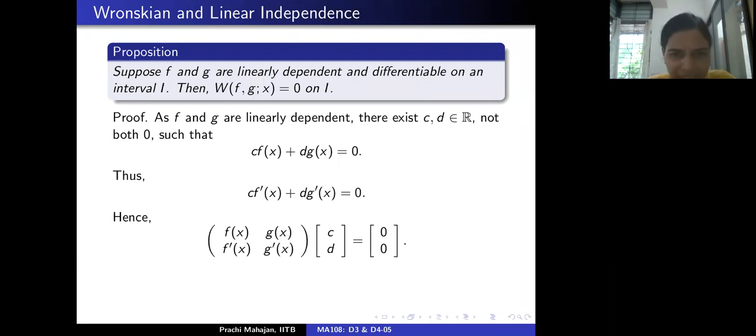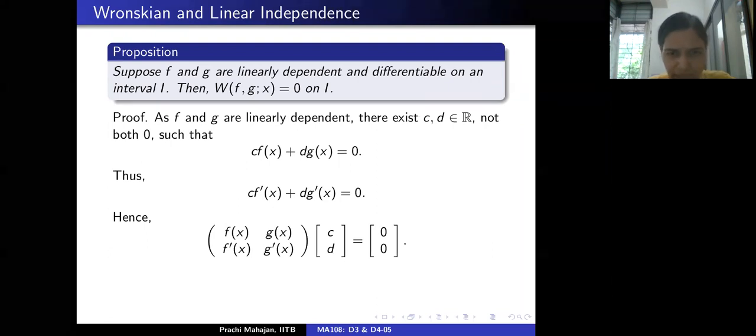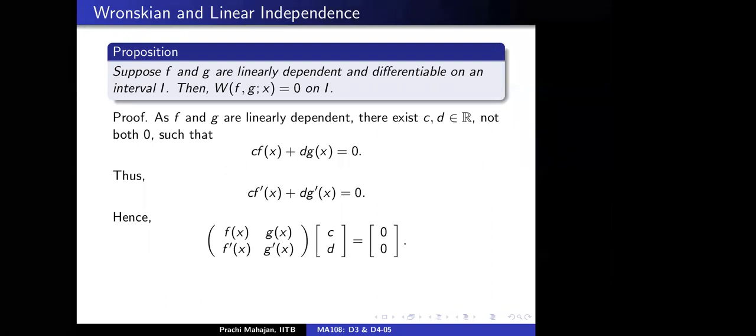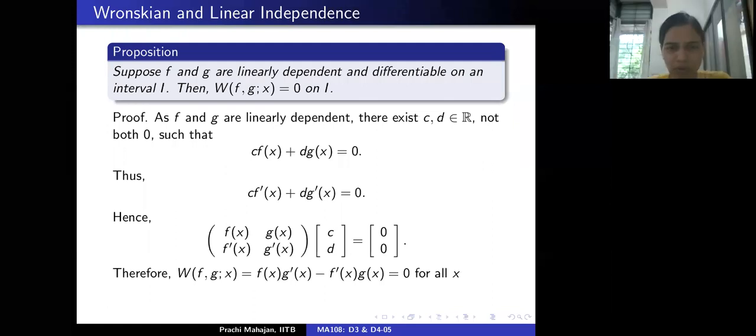So I can write these two equations in matrix format. So what will I get? I will get the following. Now, what do I know? C and D are not both 0 simultaneously. So what can you say about this? The coefficient matrix, so this Wronskian, which means the determinant of the coefficient matrix, f(x) g'(x) minus f'(x) g(x), must be 0 throughout the interval I. Correct? Is that okay? Does everybody agree with me?